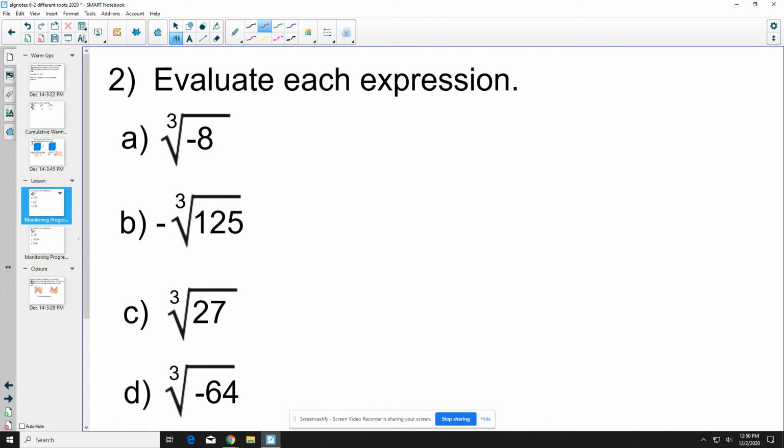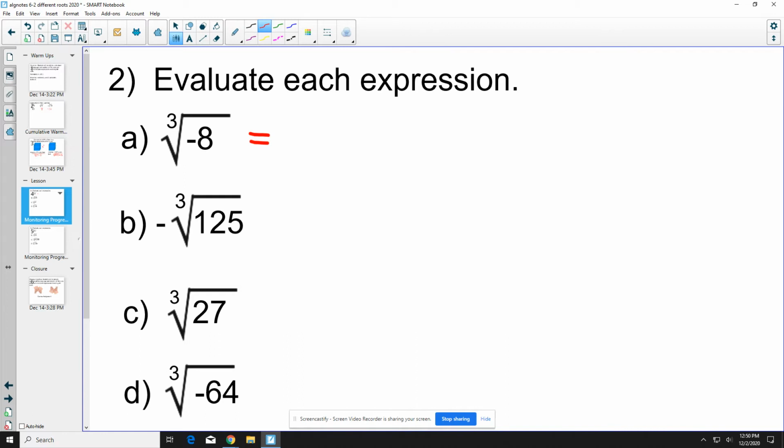So what I want you to do on your paper is put a number 2 and put A, B, C, D. And what I want you to practice is finding the cube root of these numbers. So go ahead and pause the video now and try to find the cube root of these 4 numbers. When you get done, hit play. All right, now that you're done, let's check this first one.